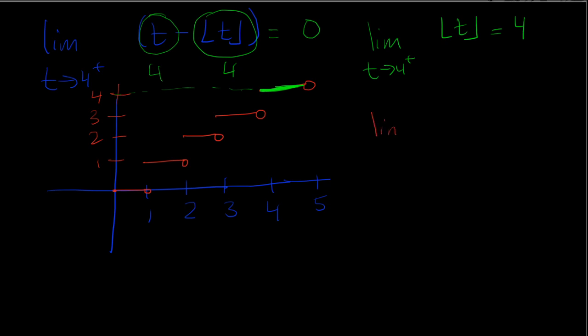Next, if we look at it from the left, we know that for t, this one is still going to be 4. Okay, but what about the floor function at t? So approaching 4 from the left means we're approaching it from over here, and that y value is 3. So this is 3. So 4 minus 3 is going to be 1. So my limit there is 1.